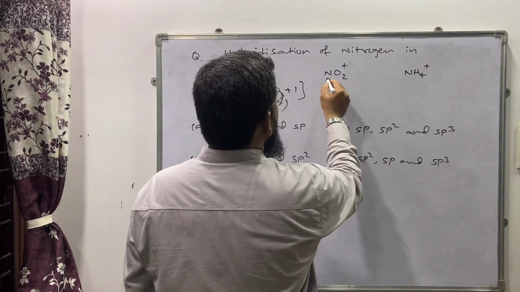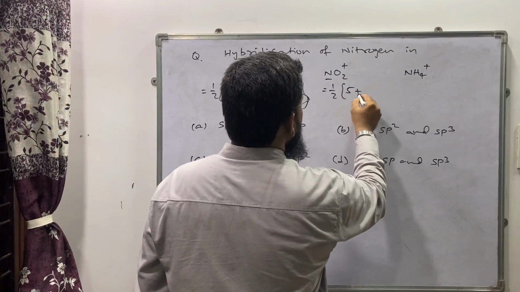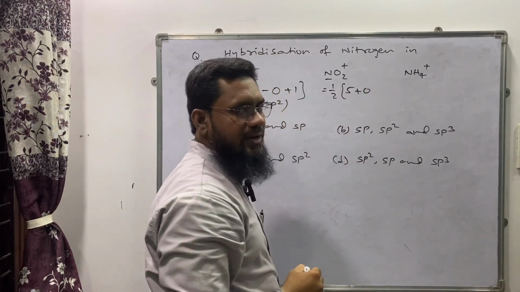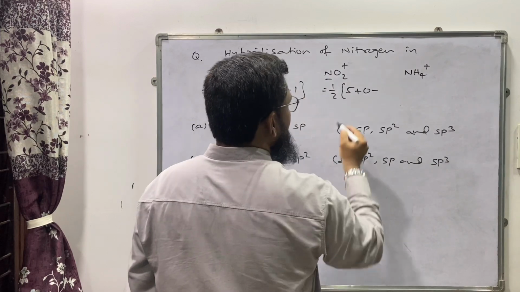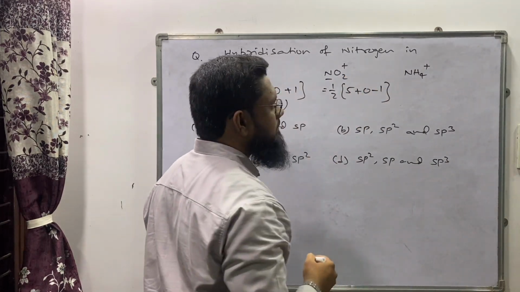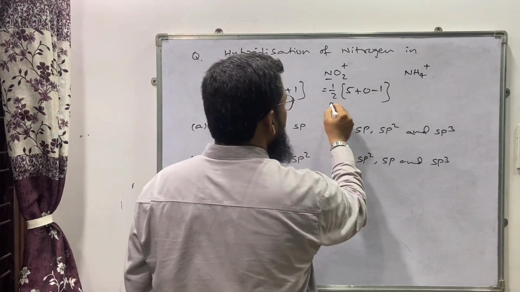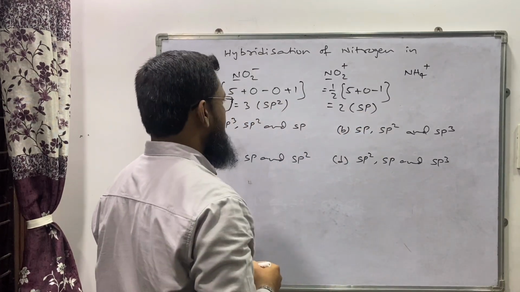Now here if you take the nitrogen, it is half of V plus X. Number of monovalent atoms are 0. V plus X minus C. So positive charge is 1. So 5 minus 1, 4. 4 by 2 means 2. 2 means it is sp hybridization.